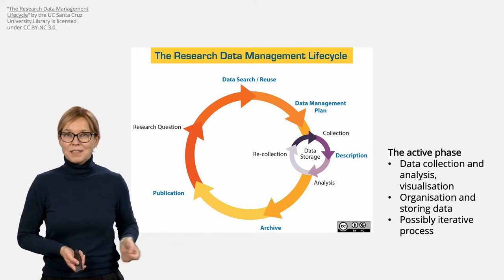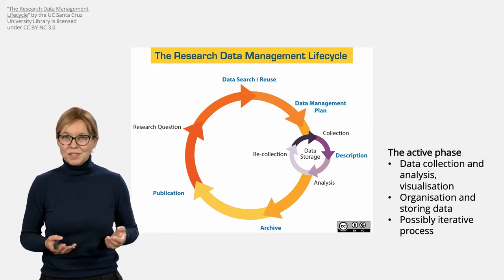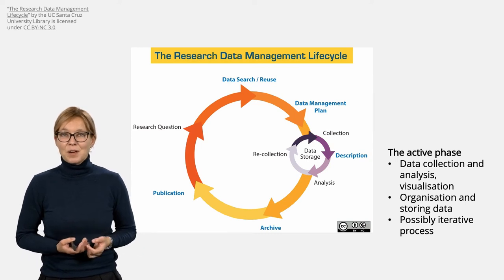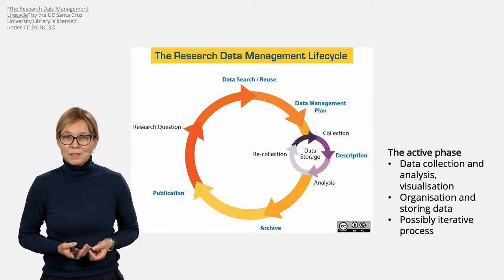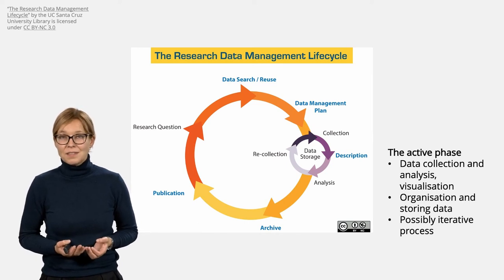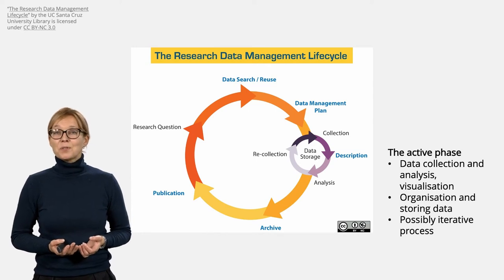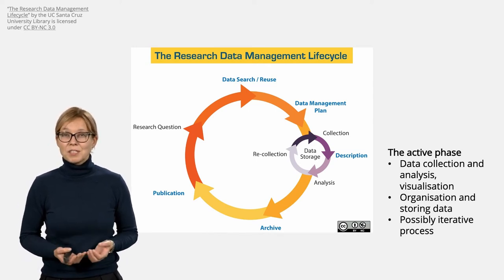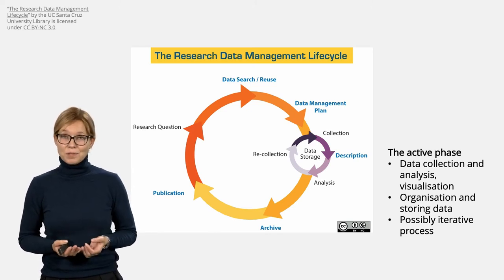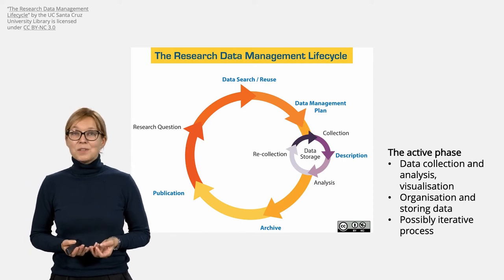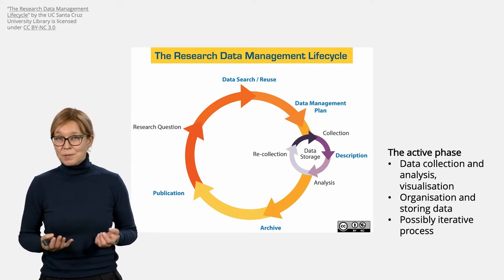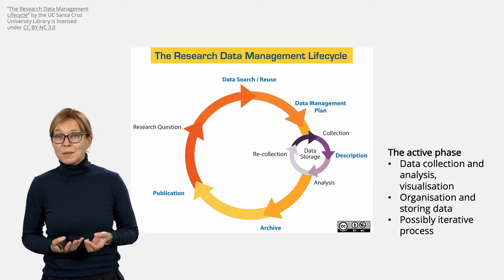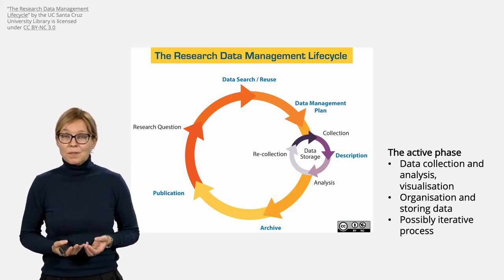This is what we call the active phase of the research process. And this is when you carry out the data collection, when you analyze the data, and when you incorporate the results and data visualizations into your research paper manuscript. In order to control your data files, you should organize them properly, with understandable naming and an intuitive folder structure. You should also write up some documentation that describes your data, which helps you remember details about them when you write your paper or when you share your data with others.